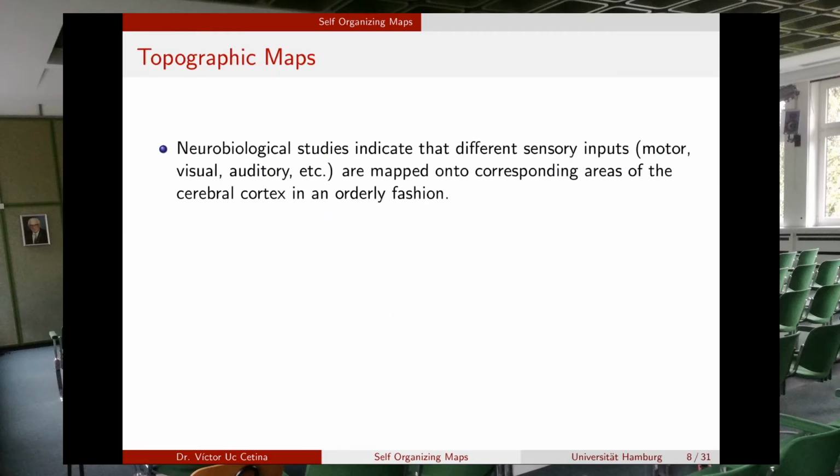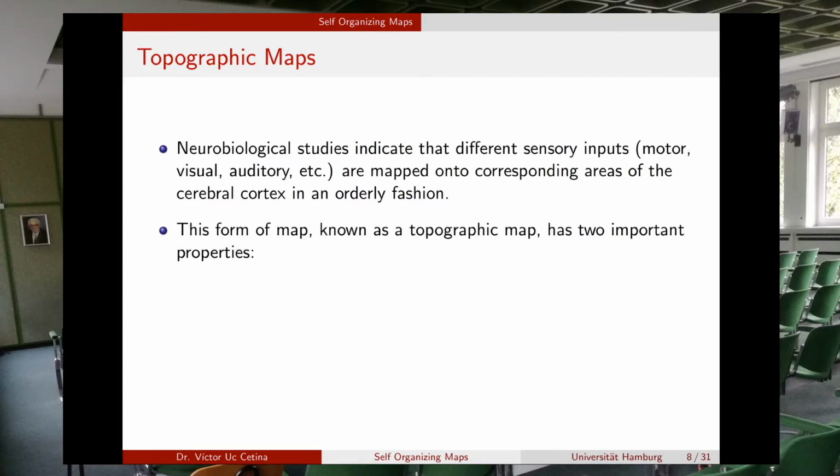So this neural network has obvious inspiration from neurobiological studies that indicate that different sensory inputs, like motor, sensory, visual, auditory, etc., are mapped onto corresponding areas of the cerebral cortex in an orderly fashion. So these neurons form a map that is known as a topographic map, and it has 2 important properties.